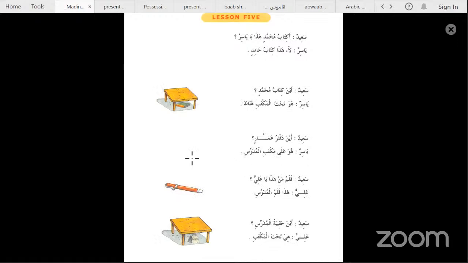Aina hakibatul mudarrisi. No, aina means where. Where is the teacher's bag? Right. Hiya tahtal maktabi. It is here under the desk.